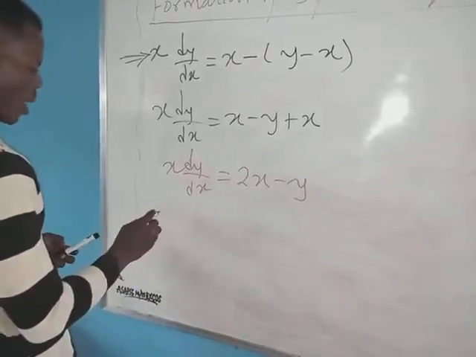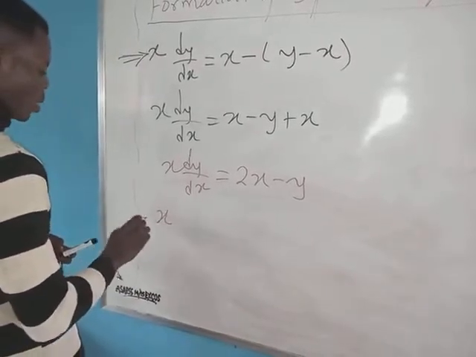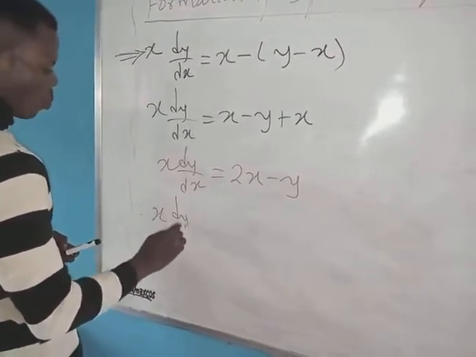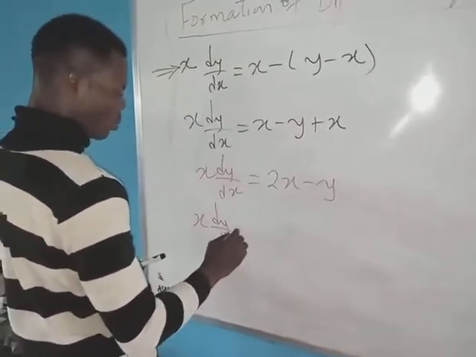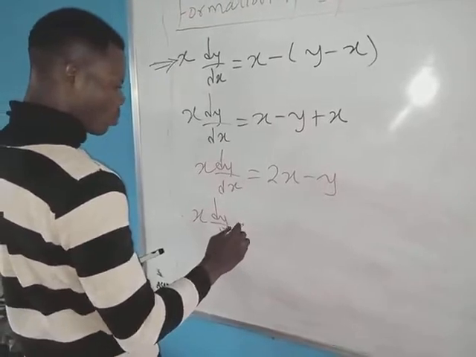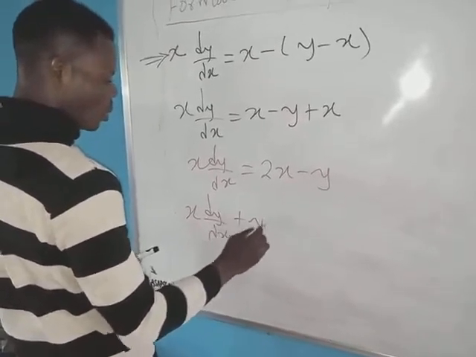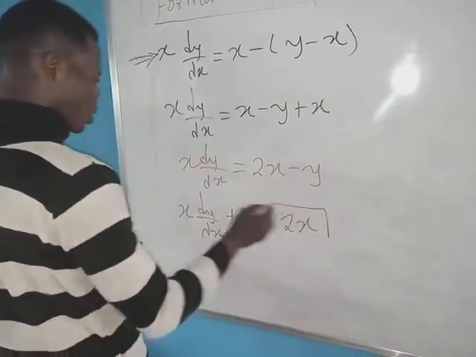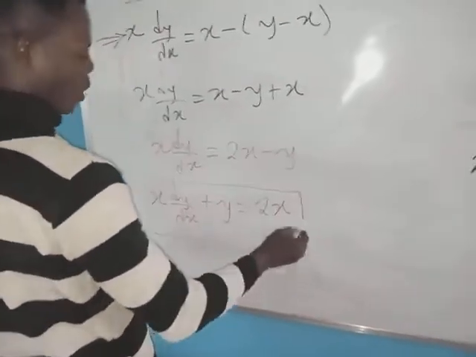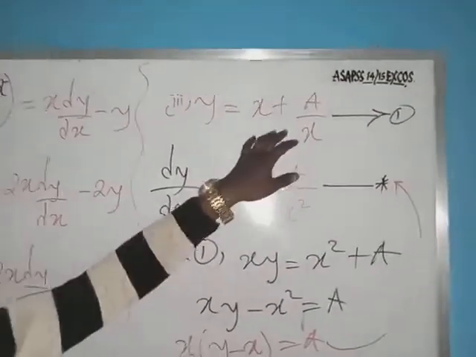And if we rearrange this, we are going to have x dy/dx plus y equal to 2x. So this is the differential equation of this function.